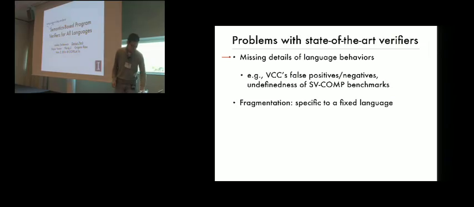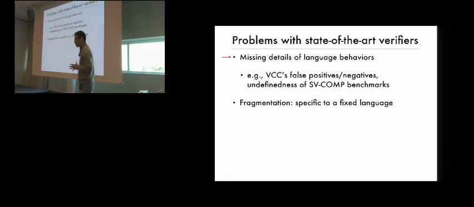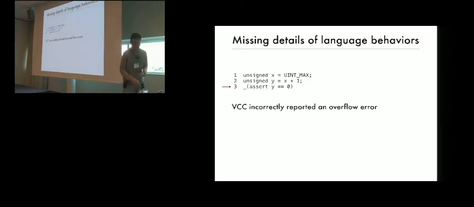Okay, so let's start with a motivation. We have two problems with the state-of-the-art program verification tools. Let's look at this simple example. We have a simple program, three lines of code. We have two variables. First, x is assigned the unsigned integer maximum value, and y becomes x plus 1. And the question is, what is the value of y in the end?